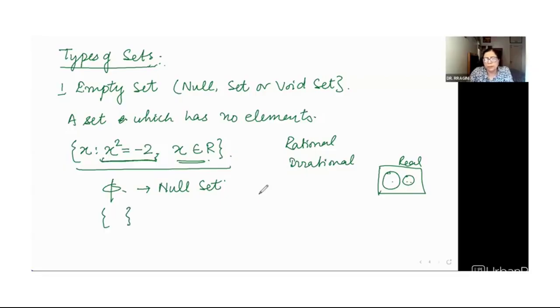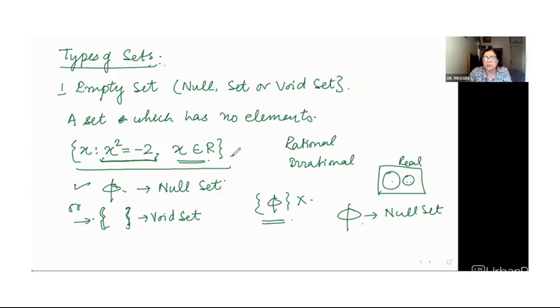See, be careful. Never write curly brackets and phi in between. This is not a null set. This becomes a singleton set. Because either you make curly brackets and there is no element inside, which shows a void set or null set, right? Otherwise, you can make the symbol of phi, which represents the null set. When we are making a null set, we are not supposed to put brackets around this phi. Either use this symbol or this symbol. So such sets where we have no solutions to a particular given condition are called null sets, right?